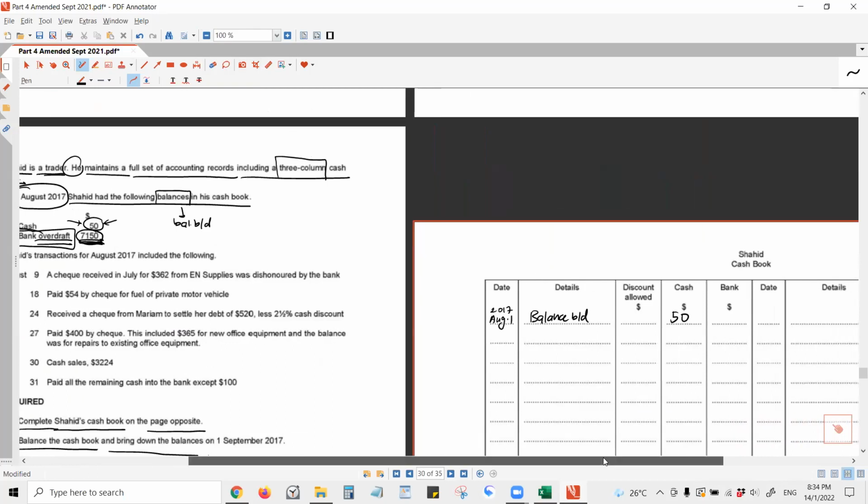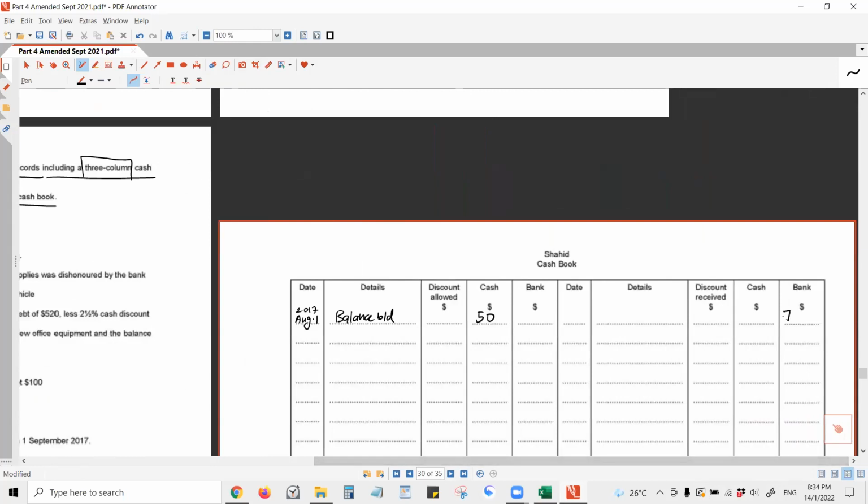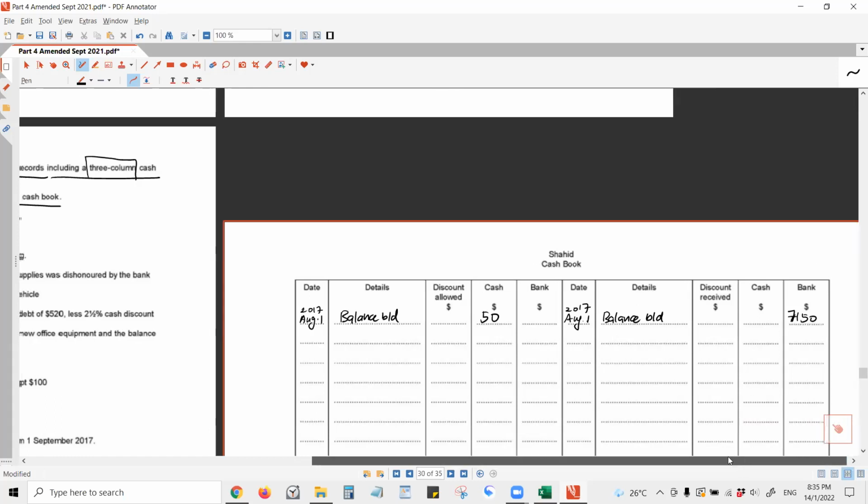And then the 7150, follow me. Okay, right, the same day as the one on the debit side. The first day of the month. Okay, should have finished, just a few words here. Balance BD for cash and bank, respectively.